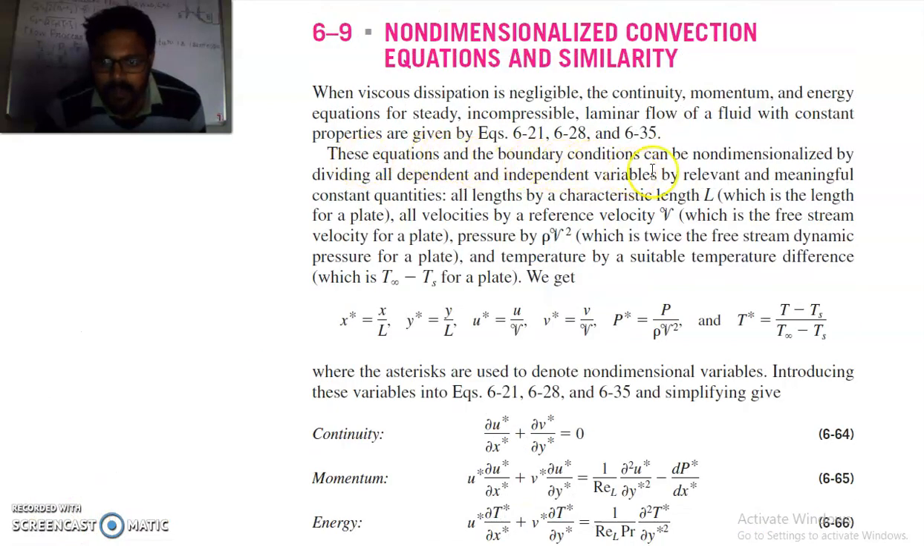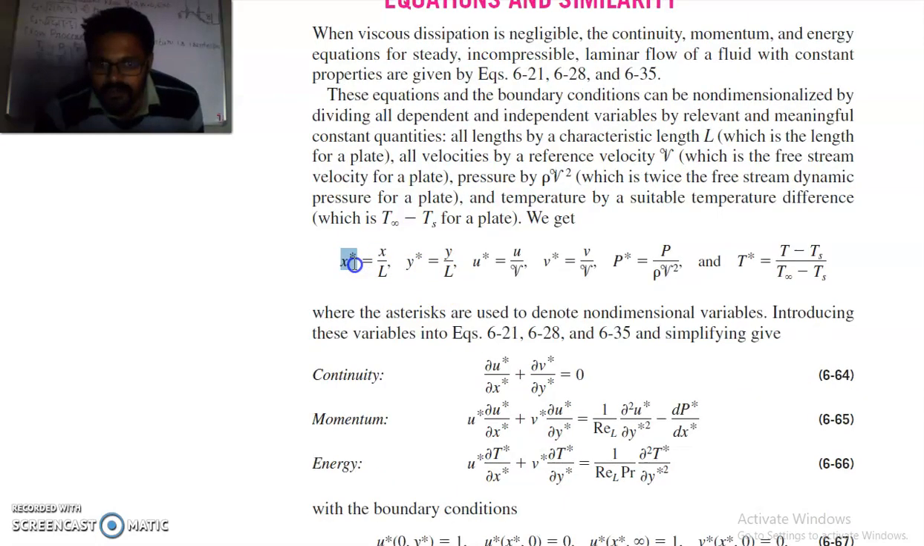This equation and the boundary conditions can be non-dimensionalized by dividing all dependent and independent variables by relevant and meaningful constant quantities: all lengths by characteristic length, all velocities by reference velocity, which is V, the free stream velocity, pressure by density times V squared, which is twice the free stream dynamic pressure for a plate, and temperature by a suitable temperature difference, which in this case is T infinity minus Ts. So you will get these non-dimensional parameters x, y, u, v, pressure and temperature.